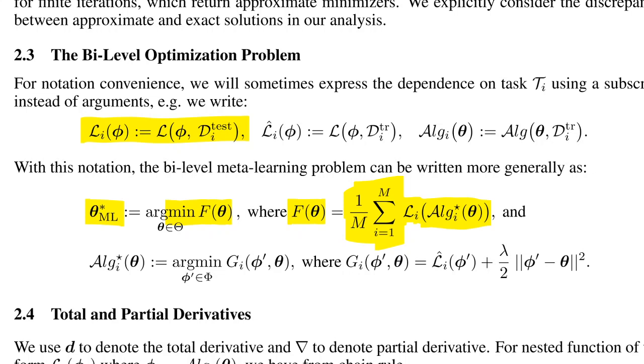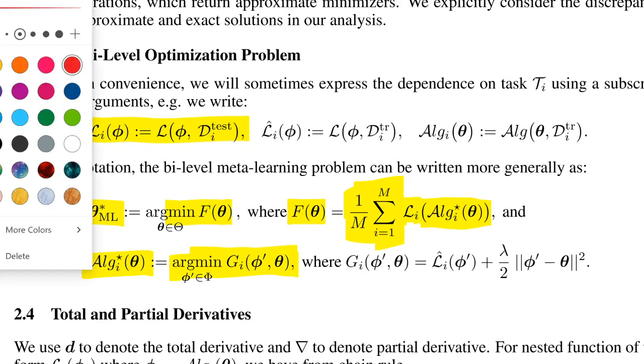The original MAML was simply running it for a number of steps, and now we're really running it to the optimum, at least in the ideal case. What does the inner optimization algorithm do? The alg star here minimizes this function g.